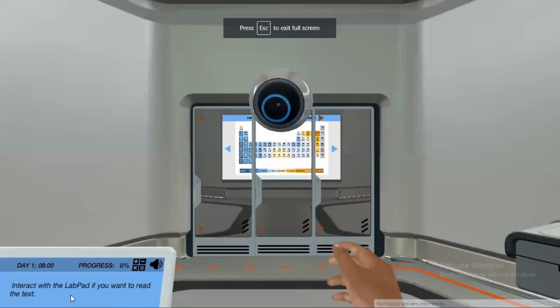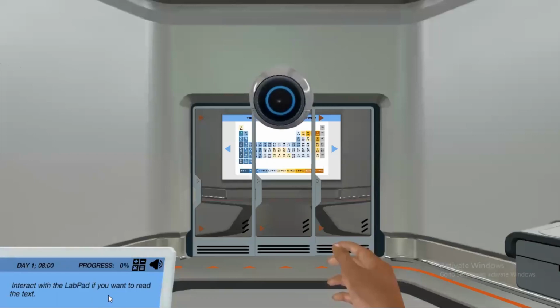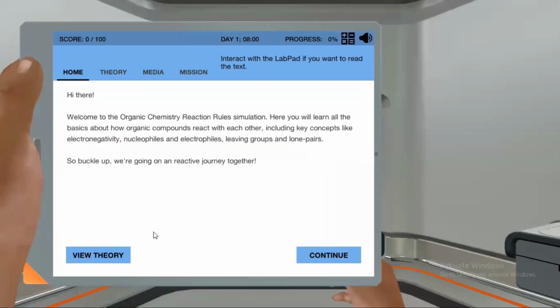Hi there. Welcome to the Organic Chemistry Reaction Rules simulation. Here you will learn all the basics about how organic compounds react with each other, including key concepts like electronegativity, nucleophiles and electrophiles, leaving groups and lone pairs. So buckle up, we're going on a reactive journey together.